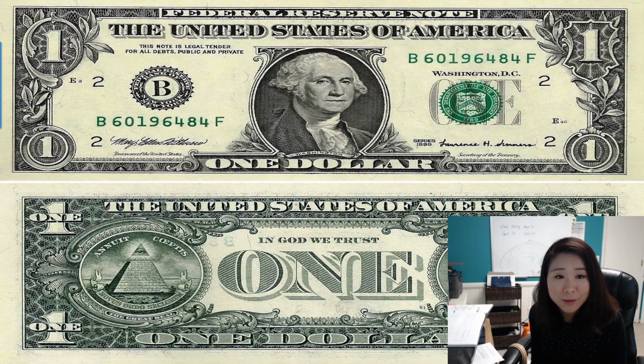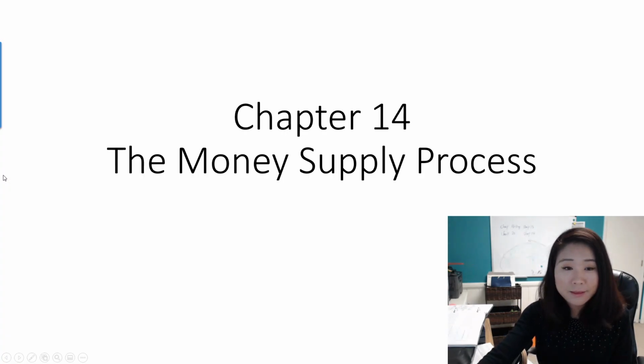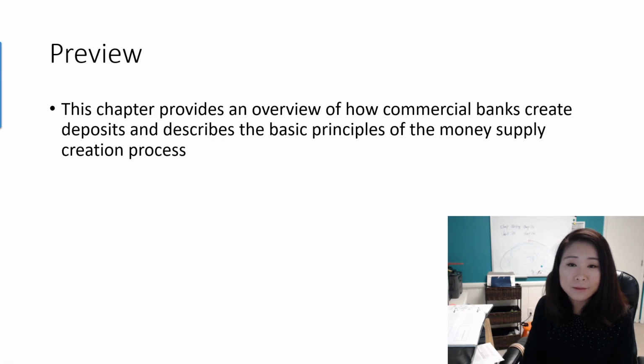So why is it important? Because we are using money, this government note, to facilitate our economic transactions. For this class, we're going to look at how money is supplied in our system. Money supply. This chapter provides an overview of how commercial banks create deposits and describes the basic principle of the money supply creation process.